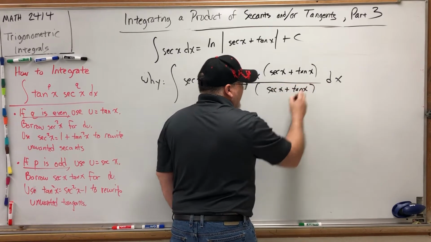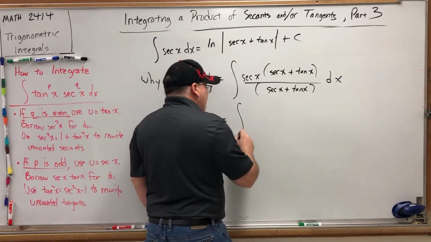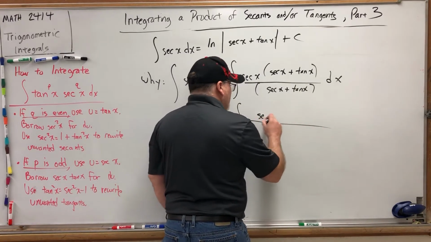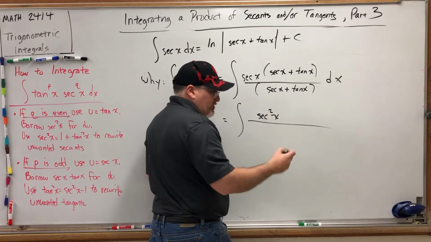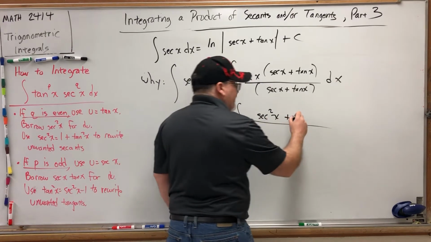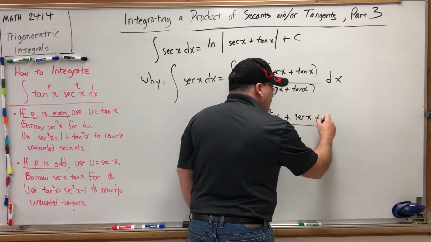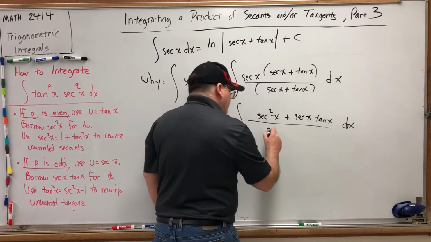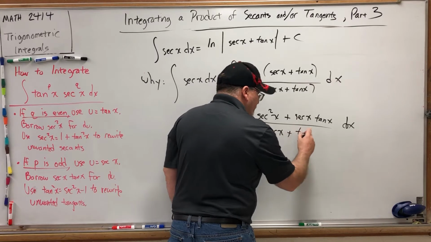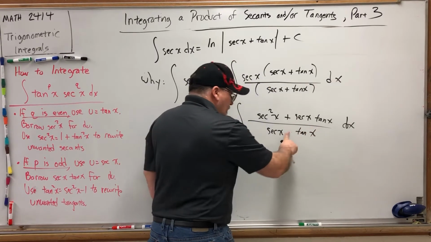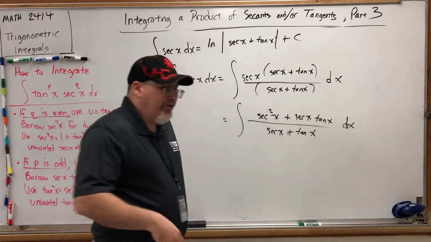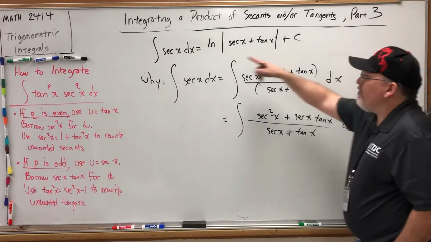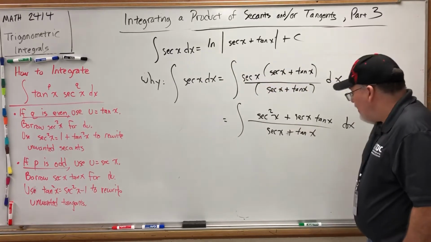Now why on earth is that a good idea? Well, watch what happens if we distribute across the top. We get secant squared x, which is the derivative of tangent, plus secant x tangent x, which is the derivative of secant. And in the bottom, we pick up secant x plus tangent x. Again, I'm not asking you to memorize how to get this answer. I'm just showing you where it comes from. I want you to know the answer to this integral is this.